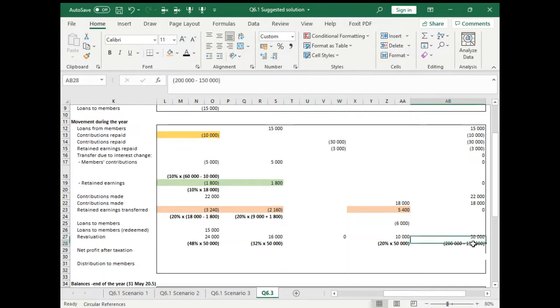Okay, so this 50,000 is the difference between the 200,000, the new value of the land and buildings, less the original value of the 150,000, which was on the trial balance. So that's where this calculation comes from. The new value less the original value gives you the revaluation surplus, and that is what I've allocated between the different members.